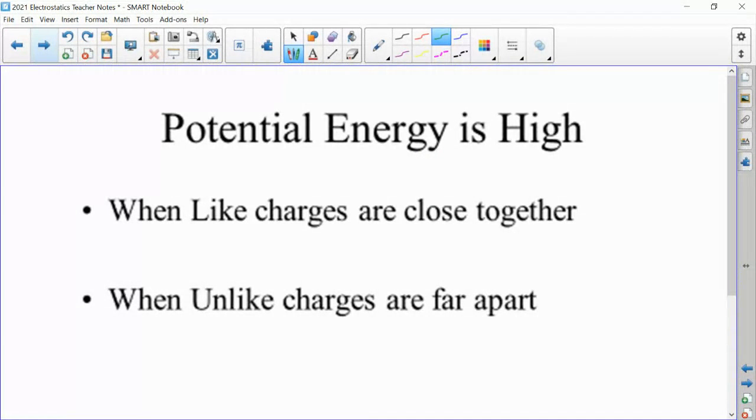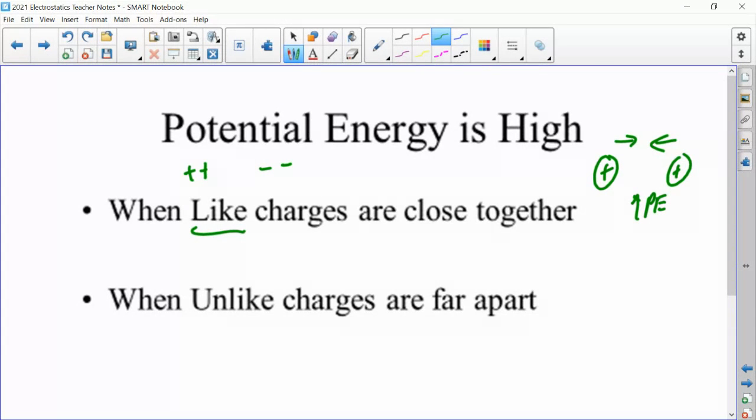So potential energy is high when like charges, that would be a positive and a positive, or a negative and a negative, are close to one another, right? Because the two positive charges or two negative charges will try to repel one another. So if this is a positive and this is a positive, and we try to bring them closer, we have to do work on it and it will increase the potential energy. Same thing if they were negative.